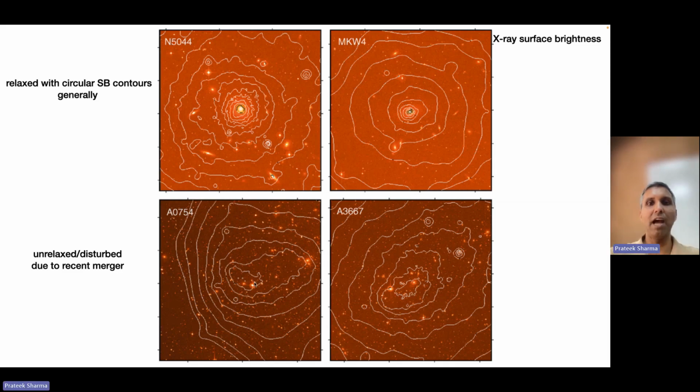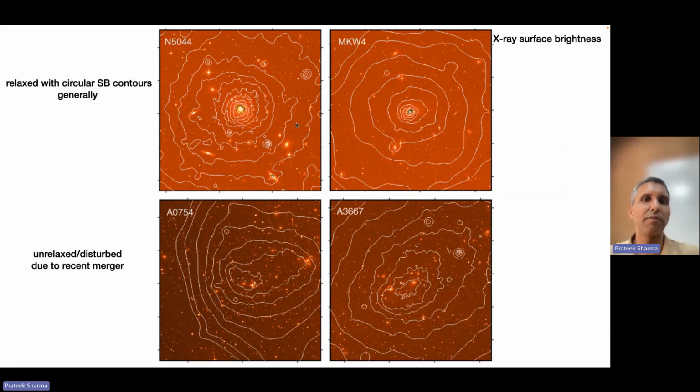The bottom ones have contours which are not circular, and they are disturbed. Galaxy clusters formed from the mergers of smaller galaxies and groups, so mergers are very common in galaxy clusters. When a cluster is undergoing a merger, you disturb the X-ray emission in the galaxy cluster. So these are two unrelaxed clusters, and these are relaxed clusters.